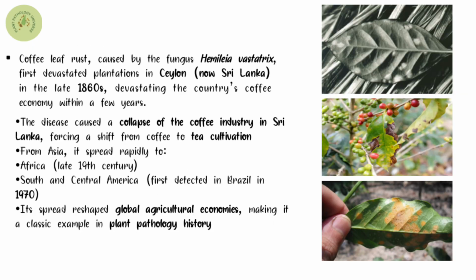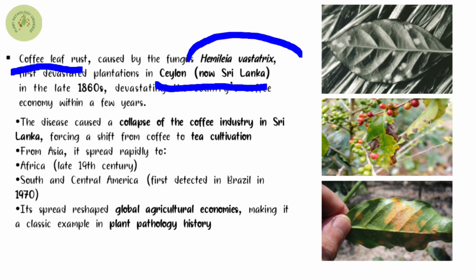And that too by a fungus. Then the third landmark that we are going to discuss is the coffee leaf rust. Now coffee leaf rust also revolutionized the coffee industry, particularly in Sri Lanka. This disease had an impact on Sri Lanka, which was at that time known as Ceylon. Okay, and the fungus causing this particular disease is Hemileia vastatrix, right?